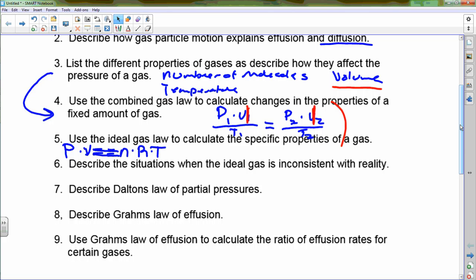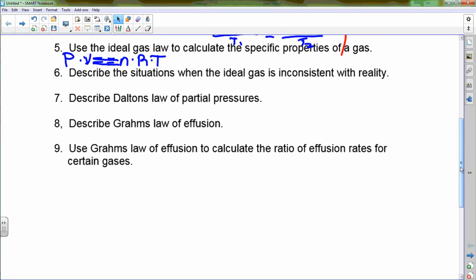And number 6, we didn't really talk about. I'm not going to put a whole lot on the test, but the point is that the ideal gas law doesn't really work very well for gases that are really cold because of some different things that happen when gases get really cold. But we'll just kind of skip over that. So I decided to skip over it when we were talking about it.